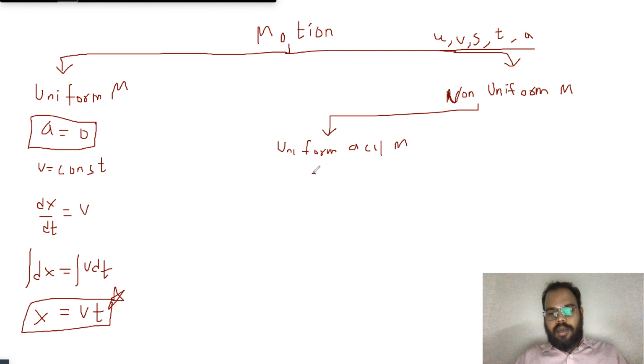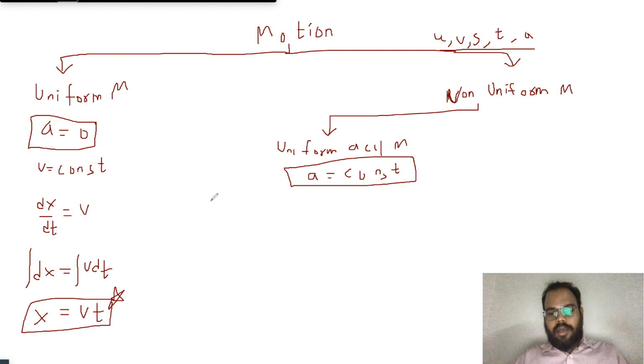So in uniform accelerated motion, your acceleration will be constant. So if you find acceleration is constant, that motion will be your uniform accelerated motion. Now since acceleration is constant, we'll try to derive the same results for uniform accelerated motion.